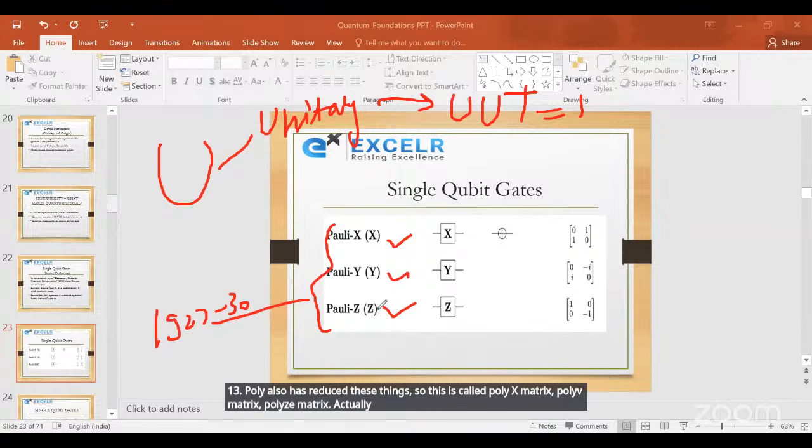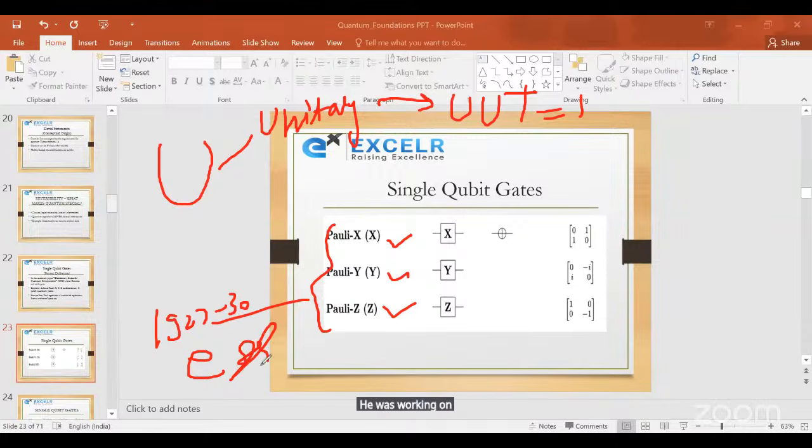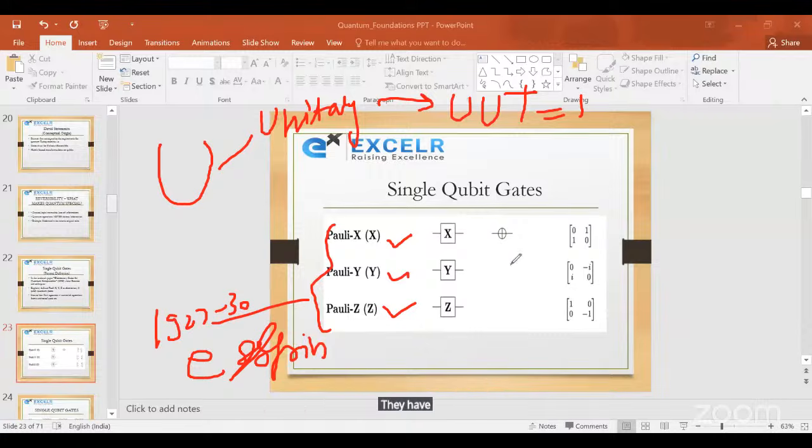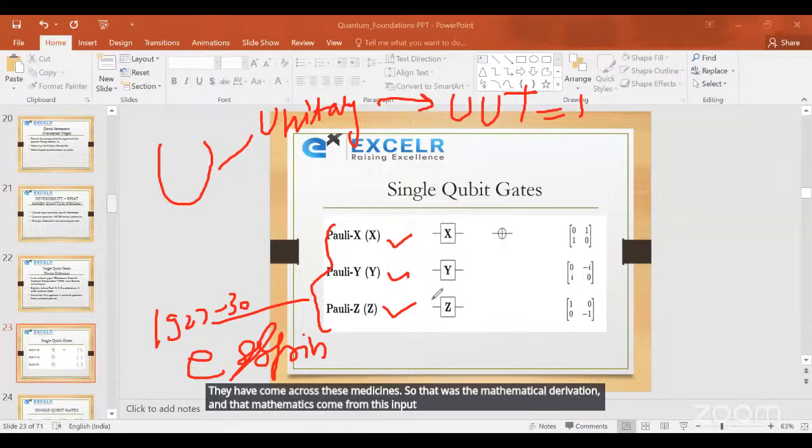Actually, he was working on the spin of the electron. When he was deriving the spin equal to 1 by 2 and minus 1 by 2, in the way of deriving spin 1 by 2 and minus 1 by 2, he came across these matrices. So that was the mathematical derivation, and that mathematics comes from these X, Y, Z matrices.